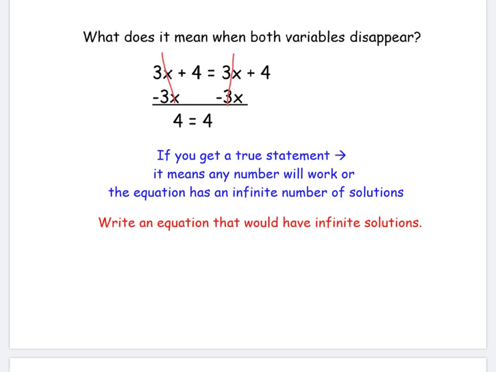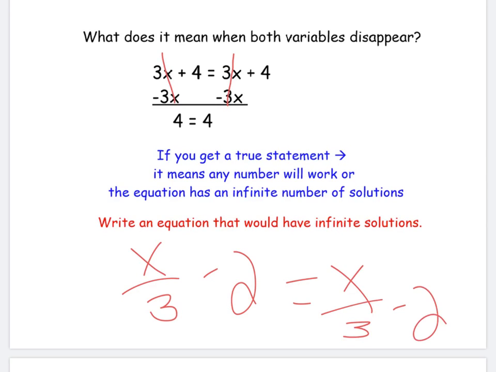And then here where it says write an equation that would have infinitely many solutions, again, just like up top, you could notice that both sides of the equations are exactly the same. So anything I write, I could say x divided by 3 minus 2 is equal to x divided by 3 minus 2. It doesn't matter what you put there as long as both sides are identically the same.